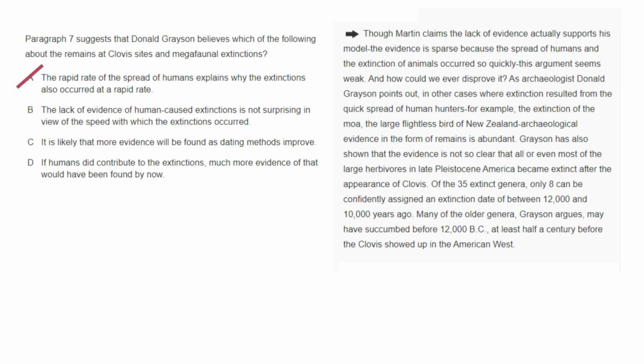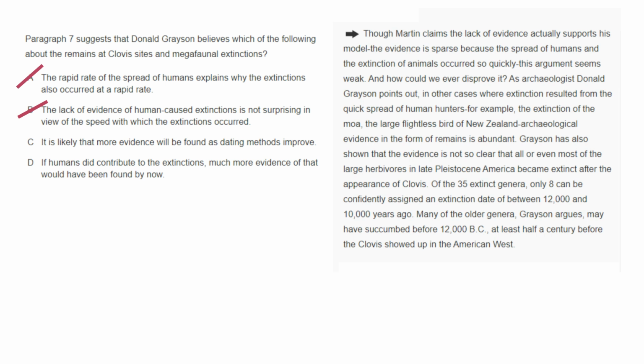A. The rapid rate of the spread of humans explains why the extinctions also occurred at a rapid rate. A is Martin's idea. B. The lack of evidence of human-caused extinctions is not surprising in view of the speed with which the extinctions occurred. B is also Martin's idea. C. It is likely that more evidence will be found as dating methods improve. C is the opposite of what is mentioned in the passage.